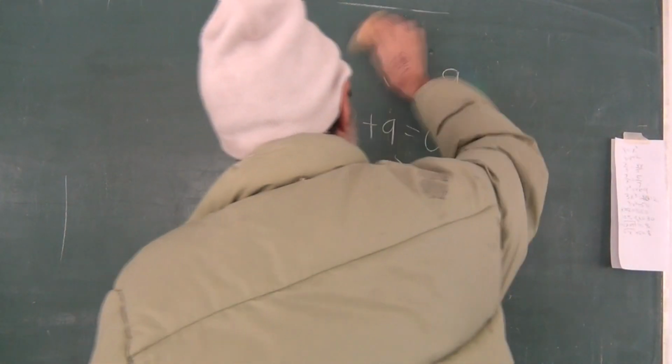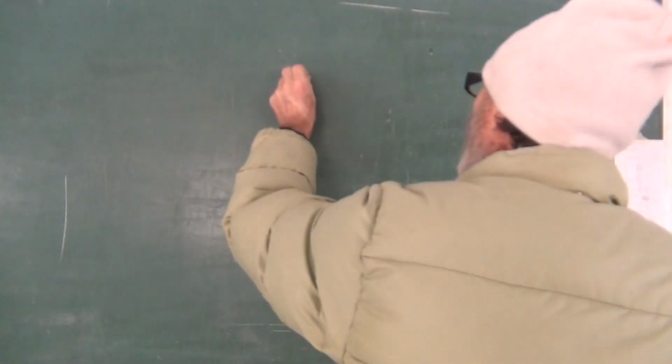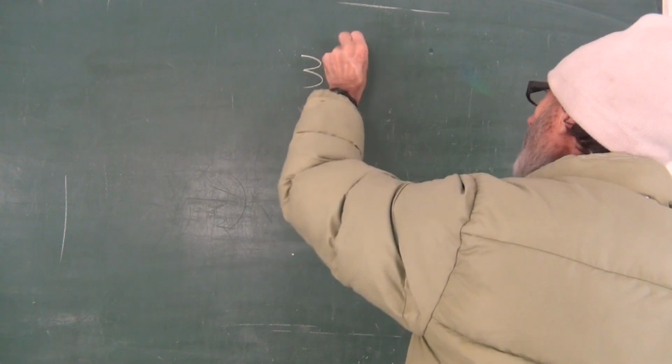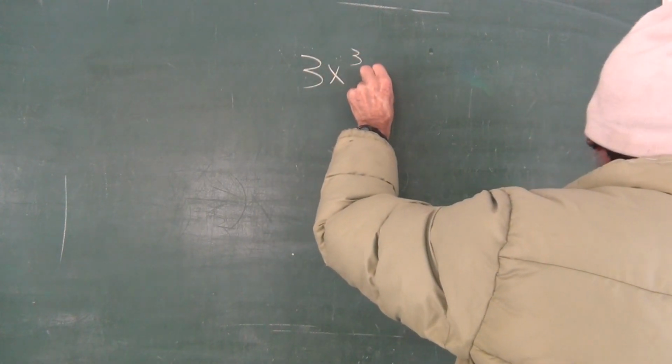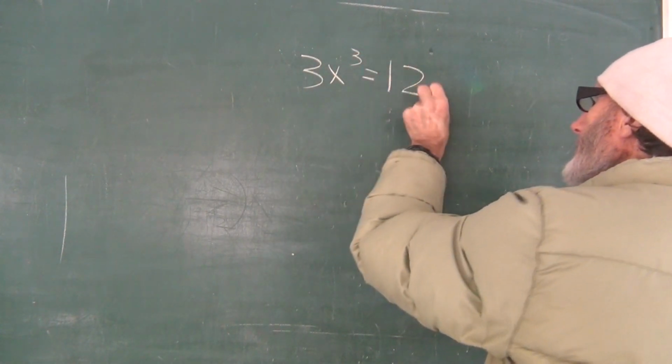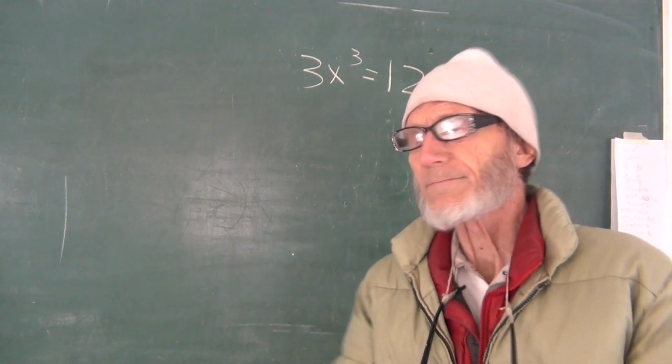Okay, moving right along. A quick little review here. How about 3x cubed equals 12? Go!